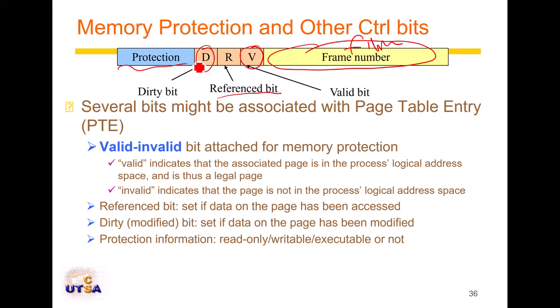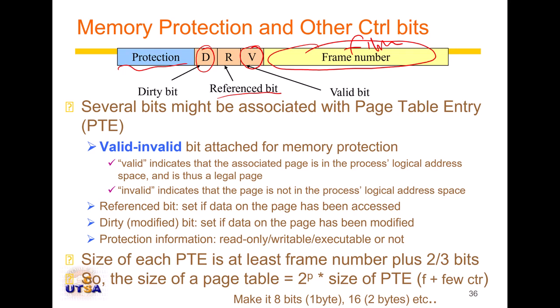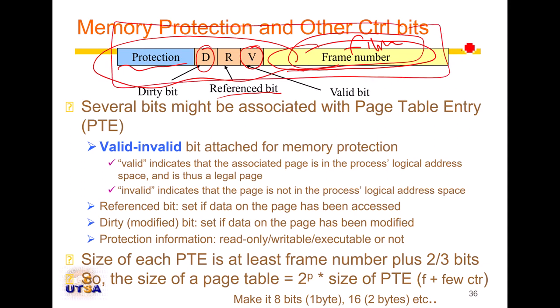And then we also have protection bits that tell us whether a block is read-only or read-write. For example, if a page or a frame contains actual code, the operating system will mark it as a read-only page, so the users cannot change the code. This is some kind of protection against viruses, or accidental overwrites of the code. And the size of a page table entry is at least the frame number plus 2-3 bits. We already discussed this. That's why we say we will have F bits for the frame plus some control bits. Altogether, we will assume that these are multiples of 1 byte, 2 bytes, or 4 bytes, so that we can make our calculation easy.